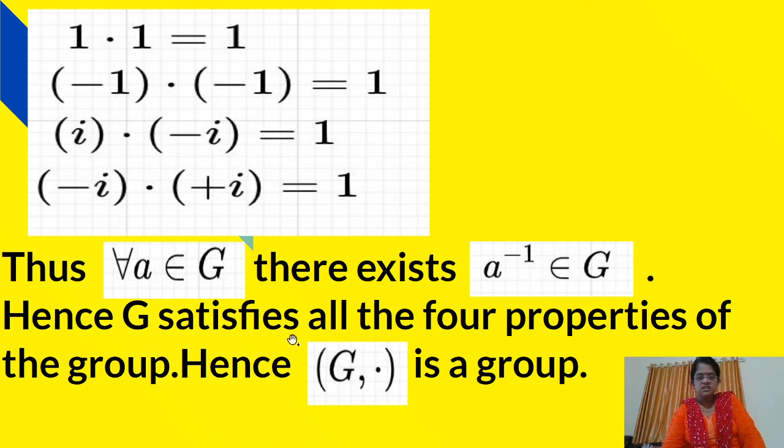Hence G satisfies all the four properties of the group, and hence we can say that (G, dot) is a group.